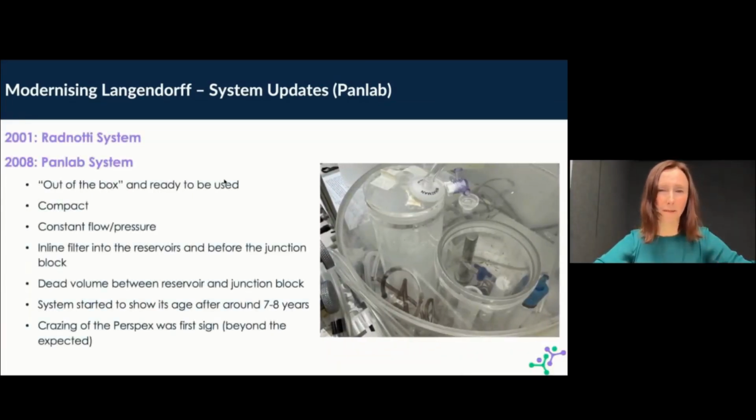However, over time, because it was a Perspex system, it began to craze. We required inline filters to make sure the perfusate was being delivered to the heart in its cleanest fashion. We also noticed that the dead volume between the reservoirs, where we had our perfusate, and the junction block was really long, and unnecessarily long.